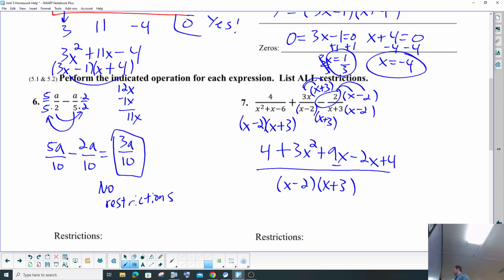So 9x minus 2x is 7x. And we have a positive 4 with a positive 4 is an 8. So we end up with 3x squared plus 7x plus 8, all over x minus 2 times x plus 3.